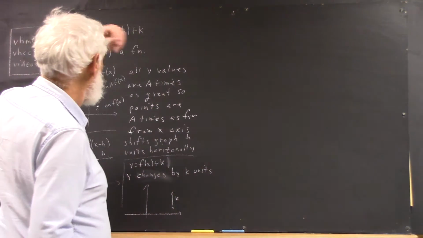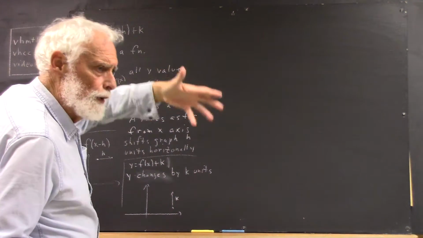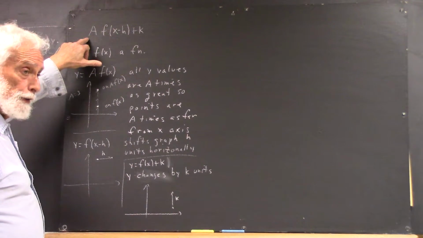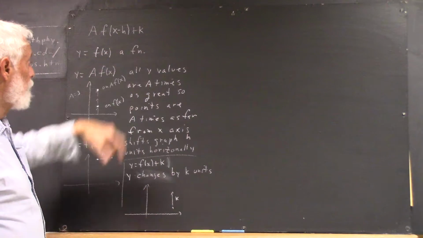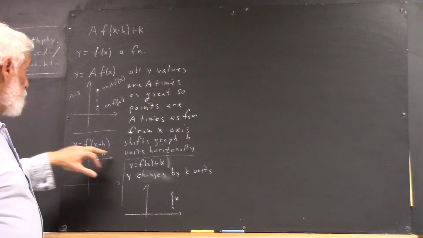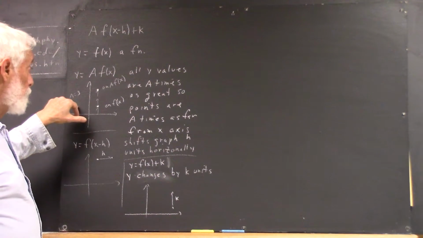Well, a f of x minus h plus k does all 3 things, and it does them in a certain order. The vertical stretch has to happen before the vertical shift, okay? And this is called your vertical shift, this is called your horizontal shift, and this is your vertical stretch.